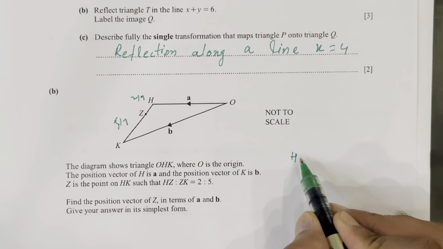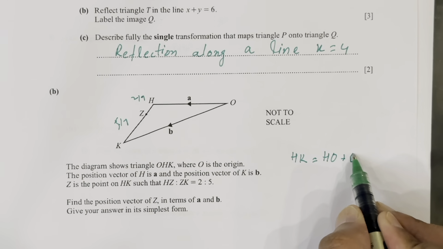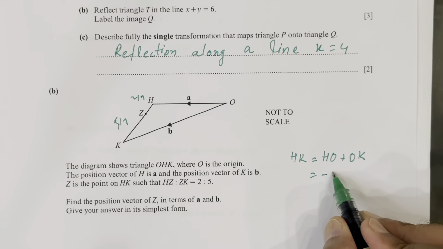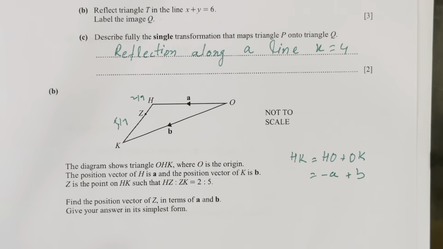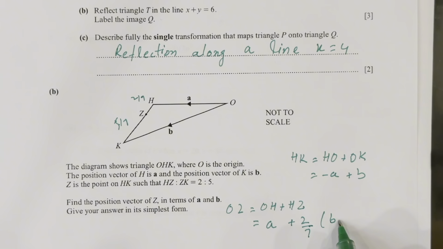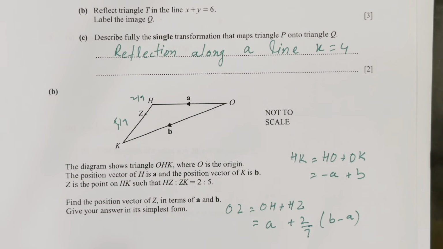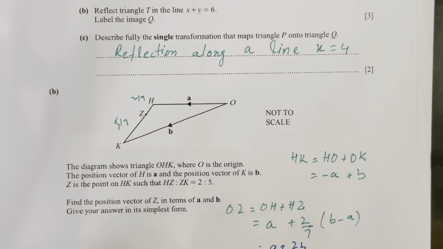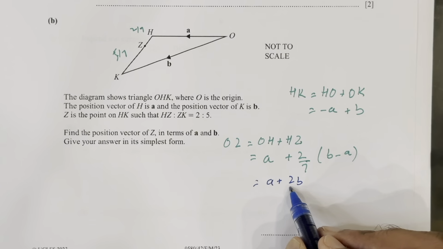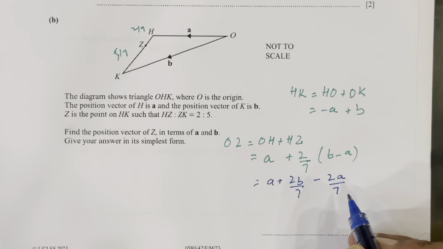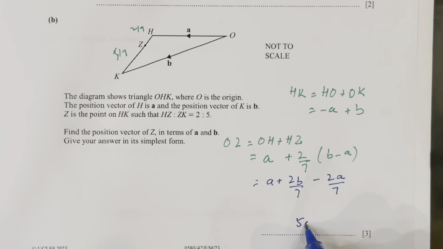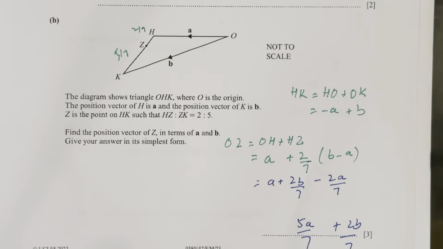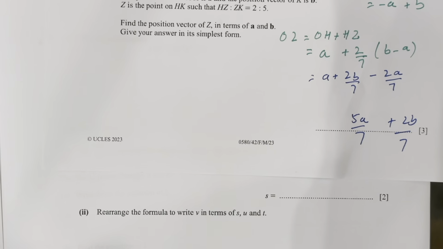So we know that the formula for it is HK is equal to HO plus OK. We know that HO has a value of -a and OK has a value of +b. Okay, we need to calculate OZ, that is equal to OH plus HZ. So the value of OH is a and the value of HZ would be 2/7 (b minus a). So after solving it, it would be a plus 2b over 7 minus 2a over 7. After solving it, we get the value 5a over 7 plus 2b over 7. So this was the B part that we have completed.